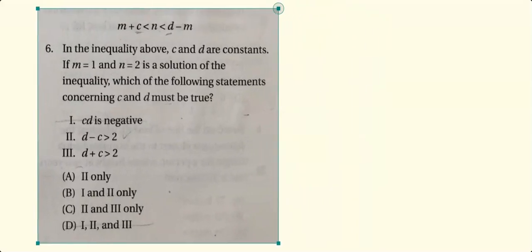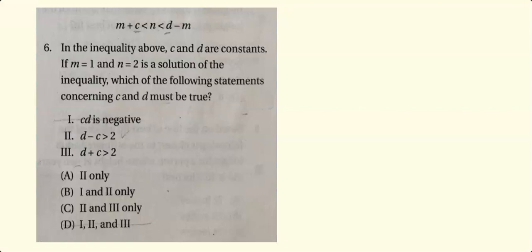And then problem 6. This is an inequality problem, so you have to remember the characteristics of inequality. We start with the inequality above where C and D are constants. M equals 1 and N equals 2 is a solution of the inequality. If M equals 1 and N equals 2 are solutions of the inequality, which of the following statements must be true? So let's start with substituting 1 in place of M.